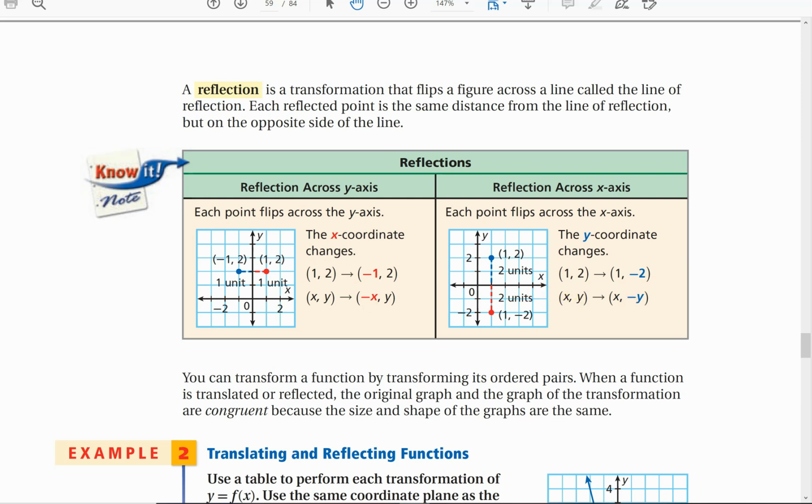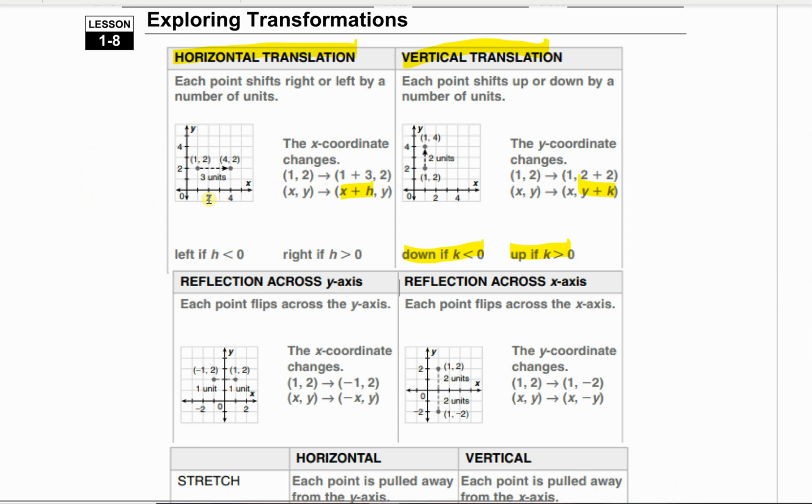So again, if we go back to our notes here, when it says reflect over the y-axis, that is actually horizontal. And the x value, make it negative. When we reflect over the x-axis, I know the x-axis is the horizontal axis, but it's actually a vertical reflection because we're moving from up to down or down to up, and the y changes sign.